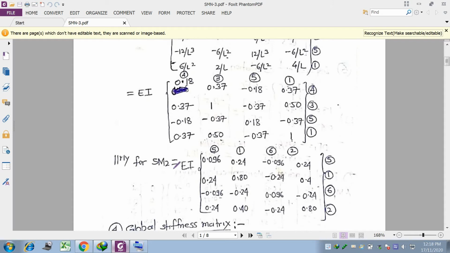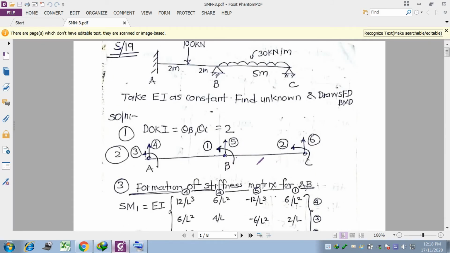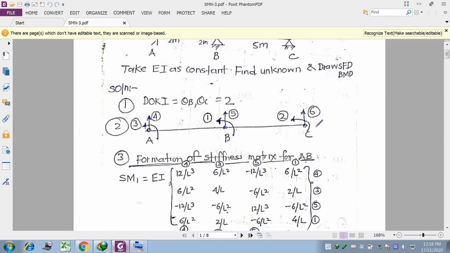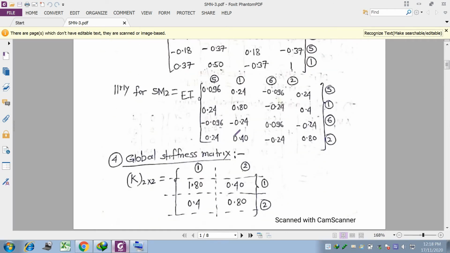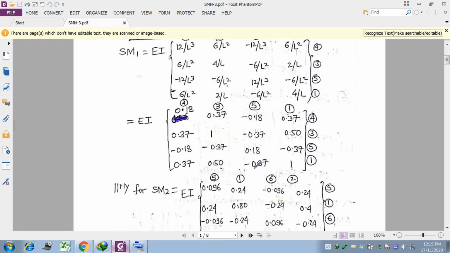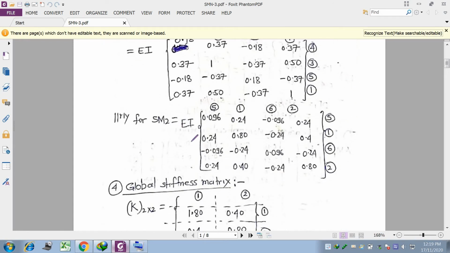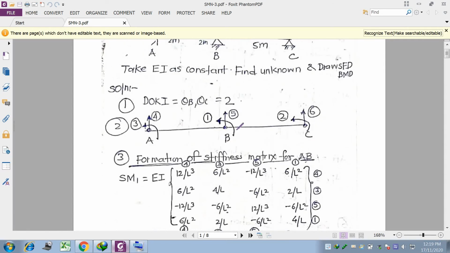Then similarly we calculate SM2 for the member BC. Under BC, 5, 1 and 6, 2 are connected. So we have to consider 5, 1, 6, 2, and put the values into this formula, and we will get the SM2 matrix. SM2 is the stiffness matrix for the member BC.